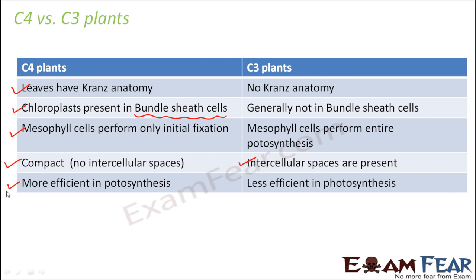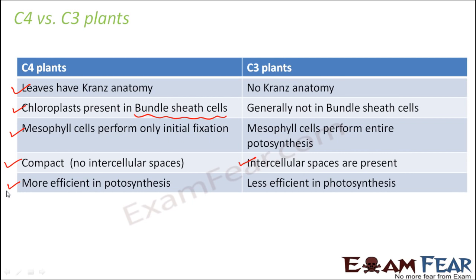Why are C4 plants more efficient? Because C4 plants can perform photosynthesis even when the stomata are closed. Why? Because the carbon dioxide which they utilize comes from inside. We will see how. But C4 plants can perform photosynthesis whether the stomata are closed or open.